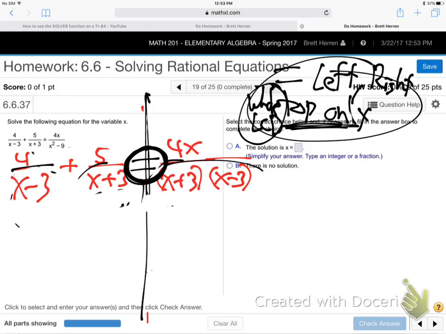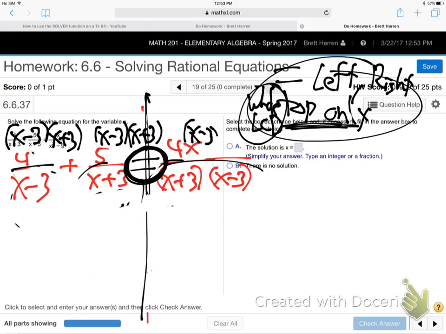What's the whole LCD? Well, you know what the LCD is, right? You take one of each. So it's x minus 3, x plus 3. Whole thing on the left, x minus 3, x plus 3. Whole thing in the middle, x minus 3, x plus 3. Whole thing on the right. Top, top, top. That's the right thing. Write that down. That's the correct thing to do.